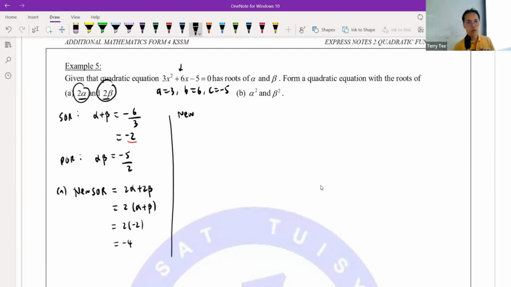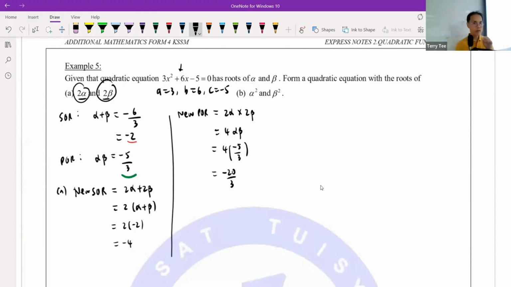Then my new POR will be 2 alpha times 2 beta, which is going to give us what? 4 alpha beta. My alpha beta already have it here. My alpha beta is negative 5 over 3. Oh, yeah, I made a mistake here. 5 over 3. Thank you. So 4 times negative 5 over 3, this is negative 20 over 3.